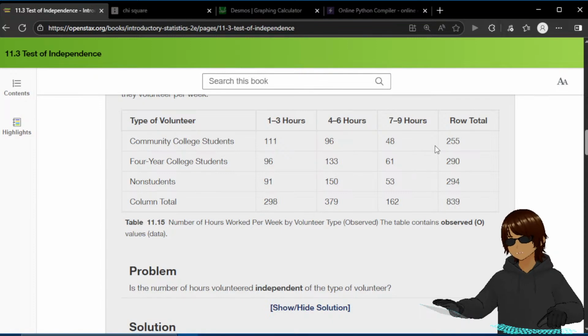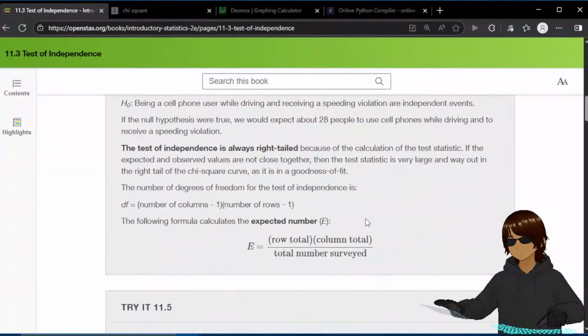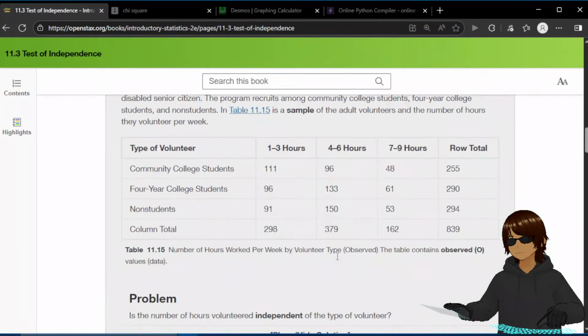Okay, so wait. Total, row total, column total, total number surveyed. So row total, column total. Shouldn't row total and column total be the same?